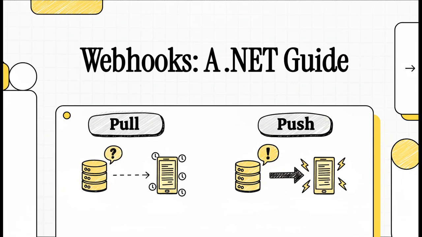All right, let's jump right in. So, imagine you're running an online store. Every time a customer places an order, a bunch of things need to happen, right? You've got to tell the shipping provider, you need to update your accounting system, and of course, send a confirmation email. Now, how do you make sure all those different systems find out about the new order instantly? Well, that's exactly the problem we're going to solve today with a really cool concept called webhooks.